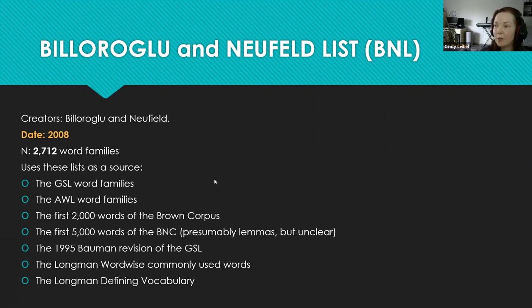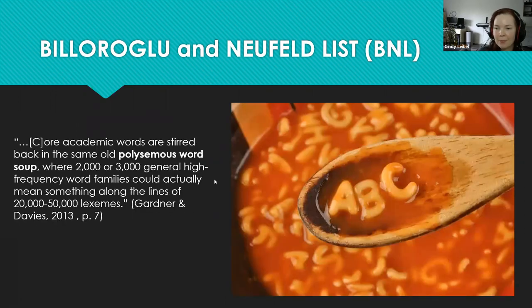And that is exactly what this particular list, the BNL, gets criticized for. So core academic words are stirred back in the same old polysemous word soup, where 2,000 or 3,000 general high frequency word families could actually mean something along the lines of 20,000 to 50,000 lexemes. So this list is nice, but it's just huge. It's huge and a bit general and not as focused as we might expect from a word list. But of course, this is just the criticism. I haven't taken too much of a look at it myself.